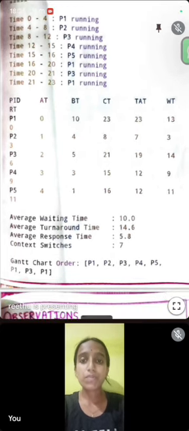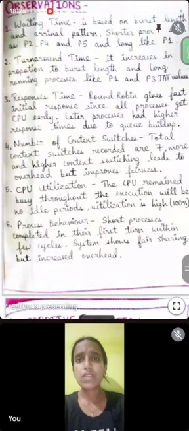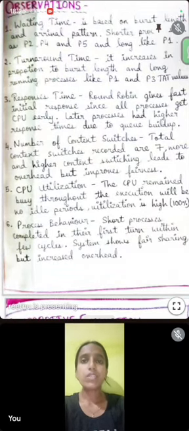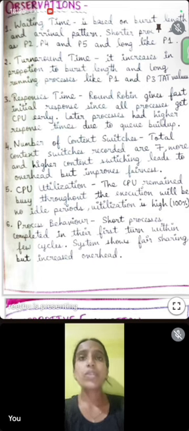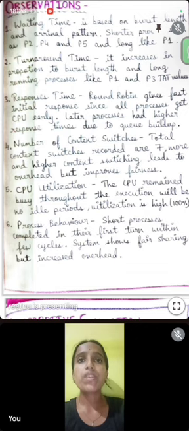So next part is observations. So let me go with the observations. From the results obtained during the experiment, it became clear that the value of the quantum had a significant influence on CPU behavior and process performance. A very small quantum, such as 2, caused frequent preemptions, resulting in many context switches.